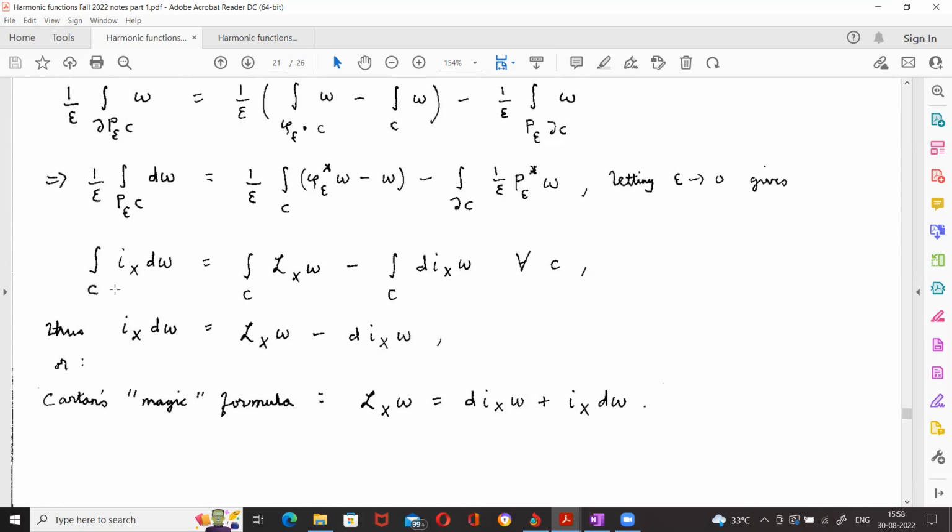Now this is true for all C, and therefore, if two forms have the same integrals over all cubes, then we know that they're equal. Therefore, we get that I_X d omega is equal to L_X omega minus d I_X omega. And so this gives us what is called Cartan's magic formula for the Lie derivative: L_X omega is equal to d I_X omega plus I_X d omega.